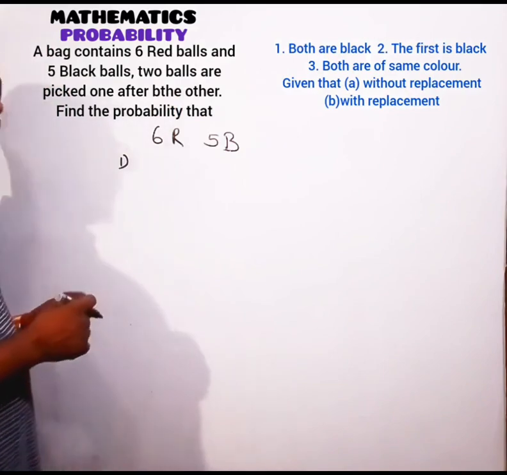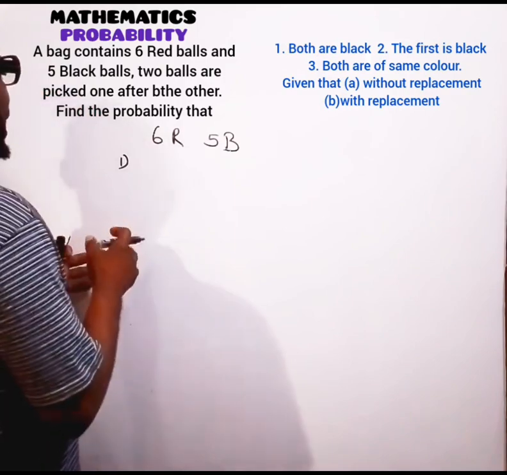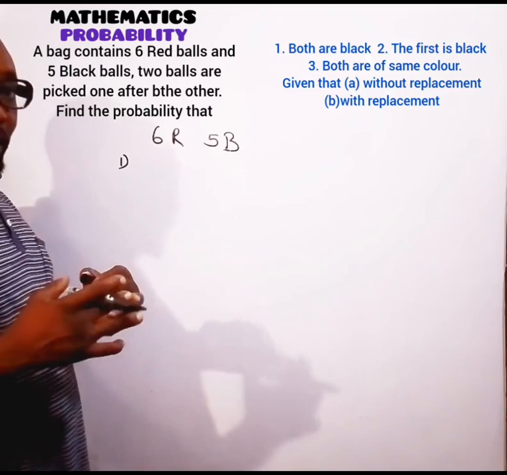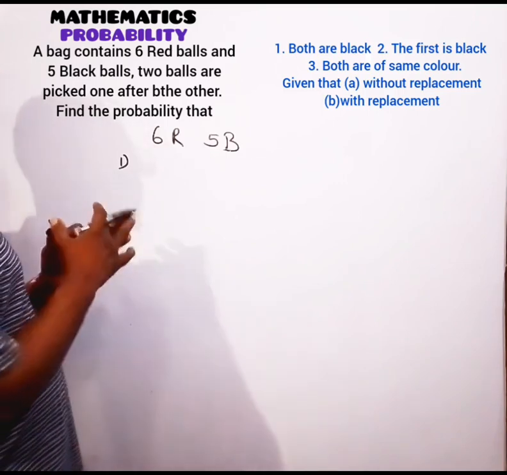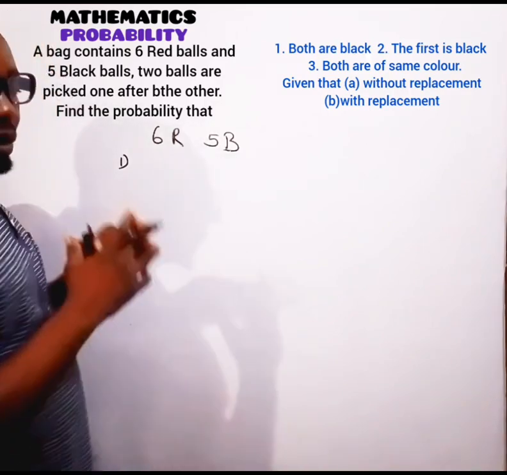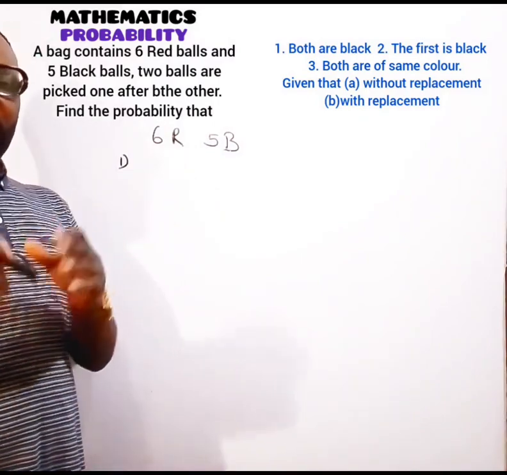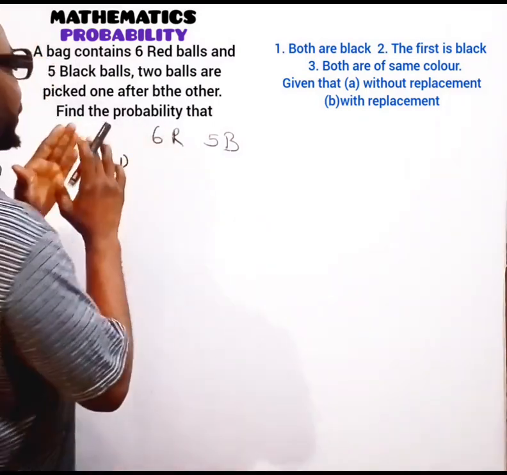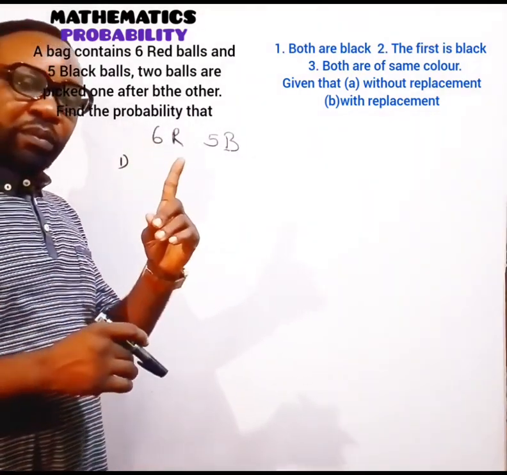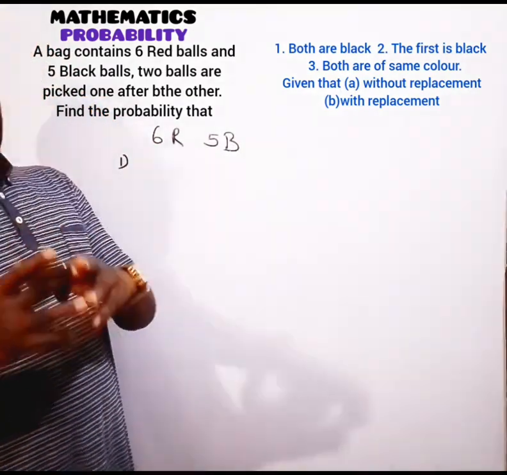What's the probability of obtaining, when the balls are picked, that both balls are black? The second question says the first ball is black. And the third question says they both are of the same color. Now, there is a clause there. It's given that the balls are picked one after the other: number 1, for the condition without replacement, and the other one is with replacement.